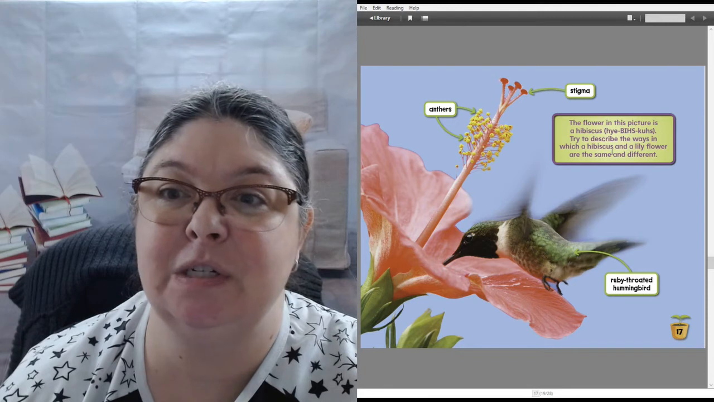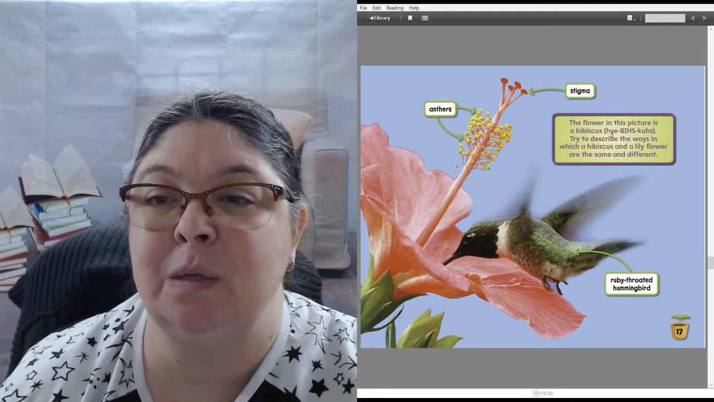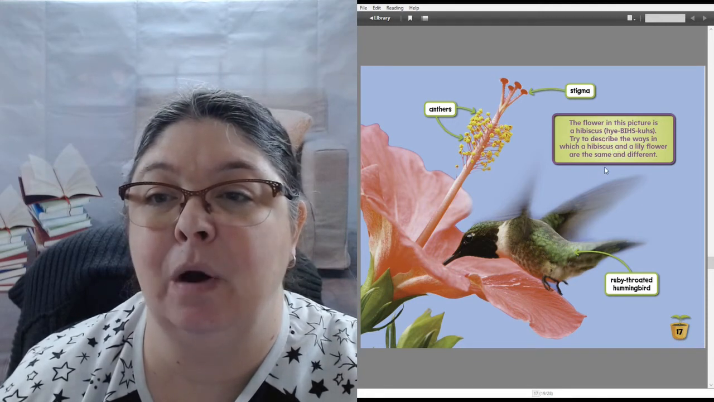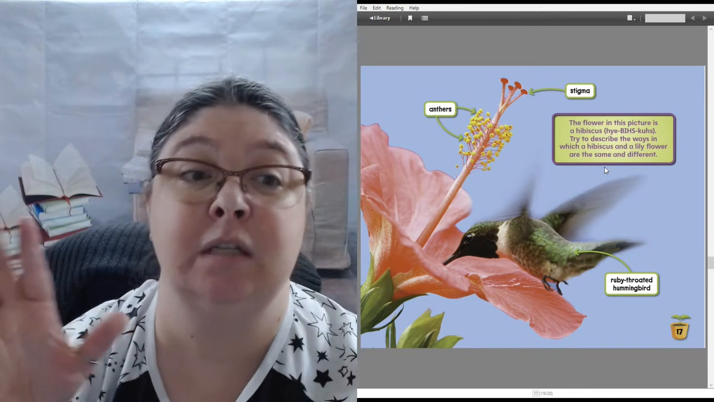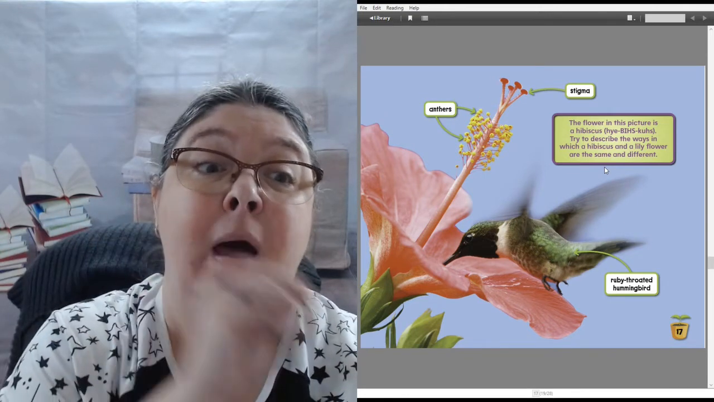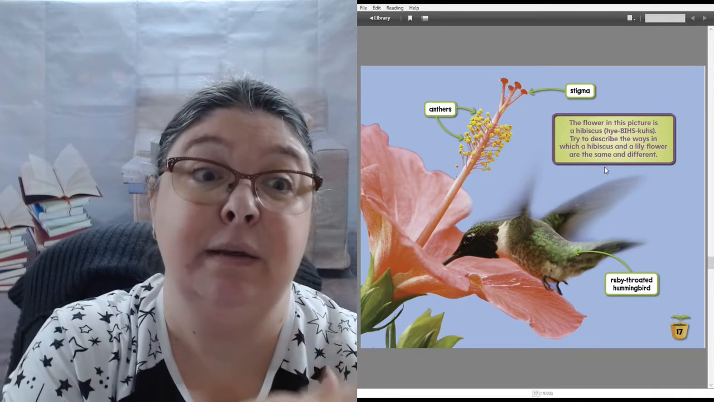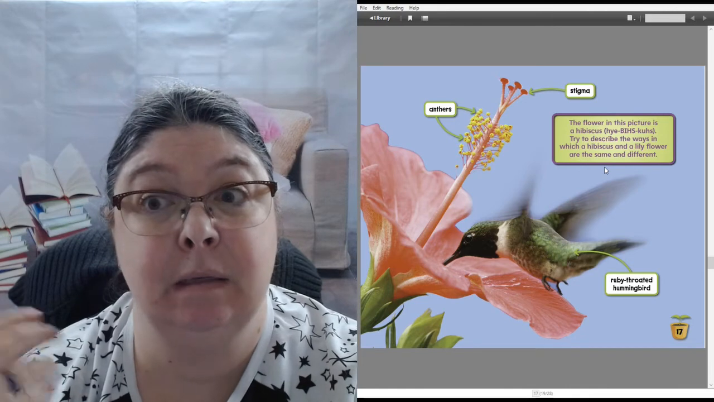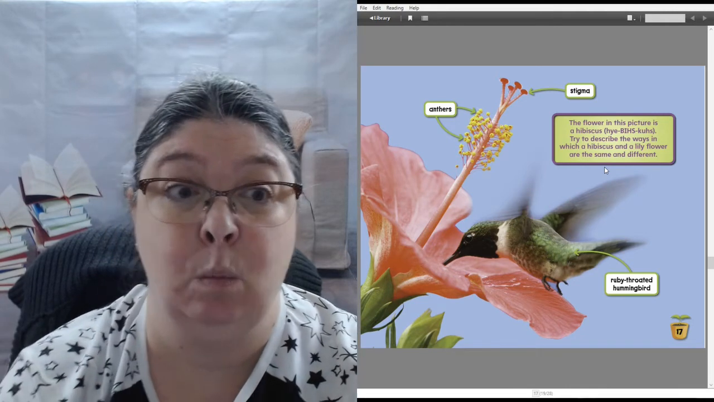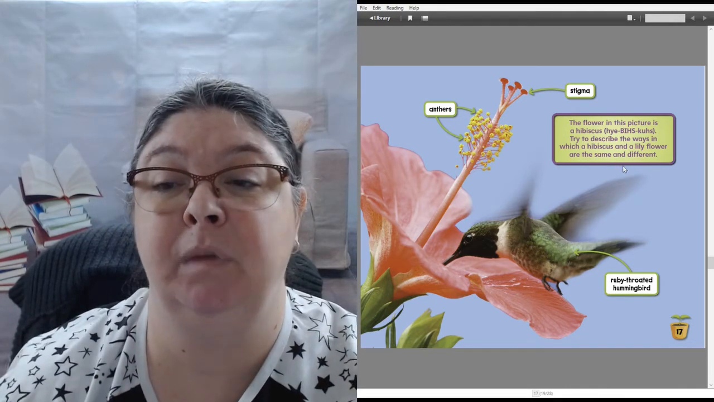Beautiful, beautiful flowers. Try to describe the ways in which a hibiscus and a lily flower are the same and different. So we talked about a bee pollinating the lily flower, where the hibiscus can be pollinated just by the wind blowing the pollen.